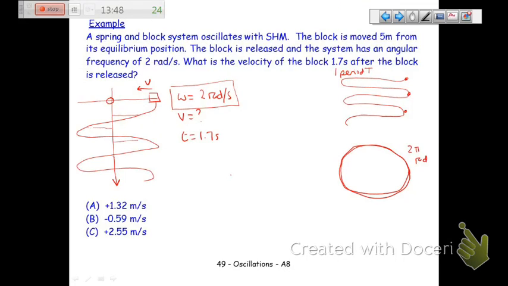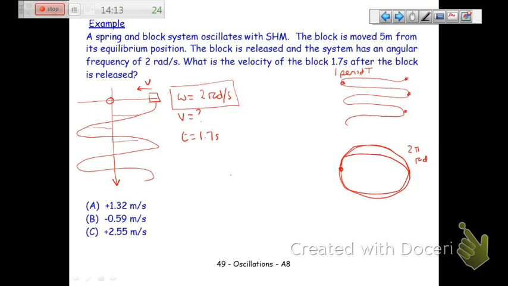If I went half a period, that's halfway through my wavelength, it'd be like going 1 pi radians. My frequency in hertz is 1 over the period. My angular frequency is 2 pi over the period, 2 pi because it's the number of radians in the circle.